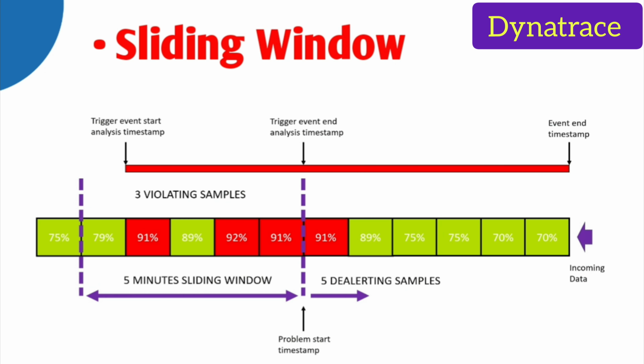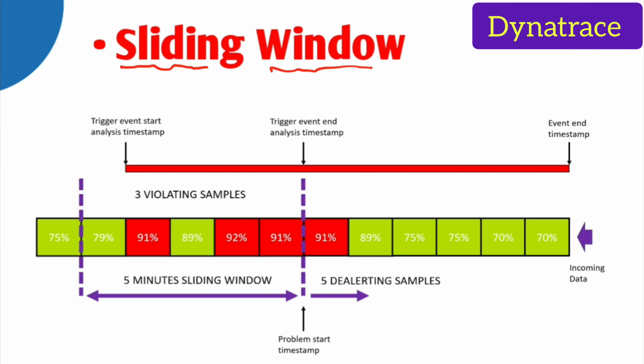Guys, have you ever wondered how Dynatrace knows something is going wrong before your user even complains? The secret behind this one is the sliding window. In today's video, I'll explain what a sliding window is and how it works inside Dynatrace. Without wasting time, let us start.